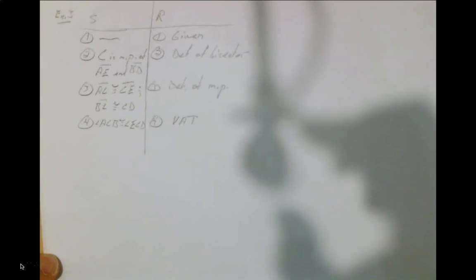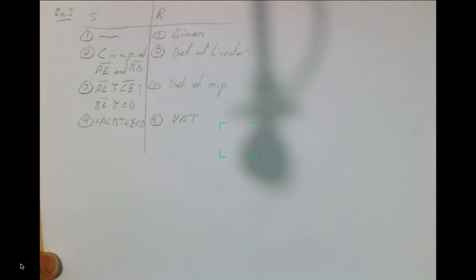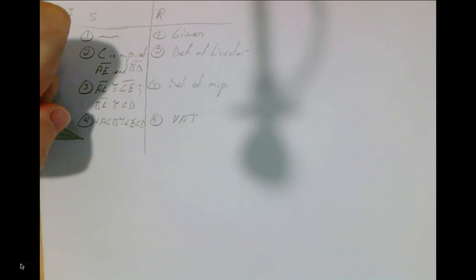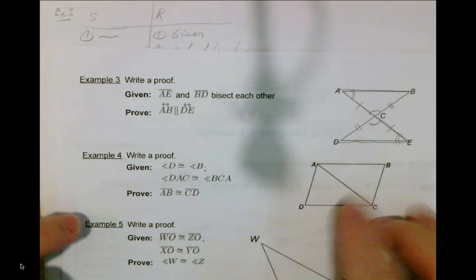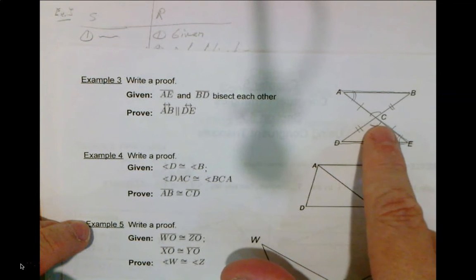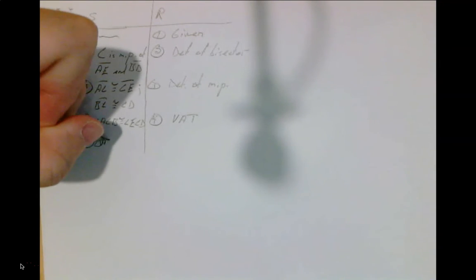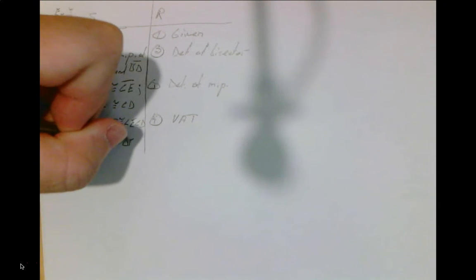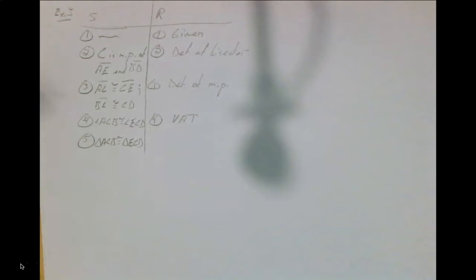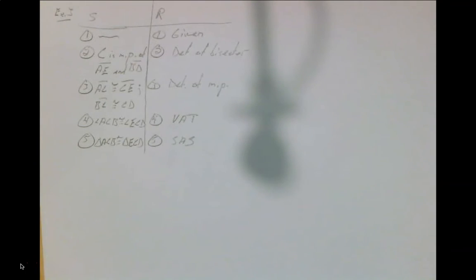Just make sure that that is focused. There we go. Statement 5 is, now that we have the vertical angles, we have these two triangles congruent by side angle side. So triangle ACB congruent to triangle ECD, side angle side.